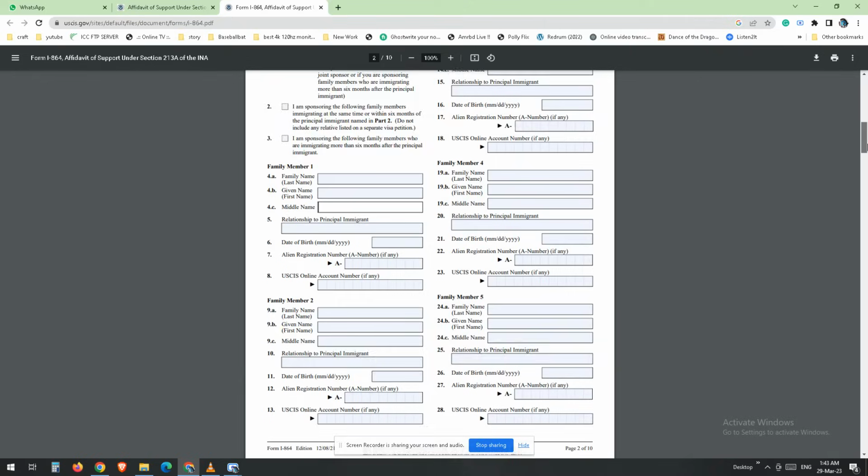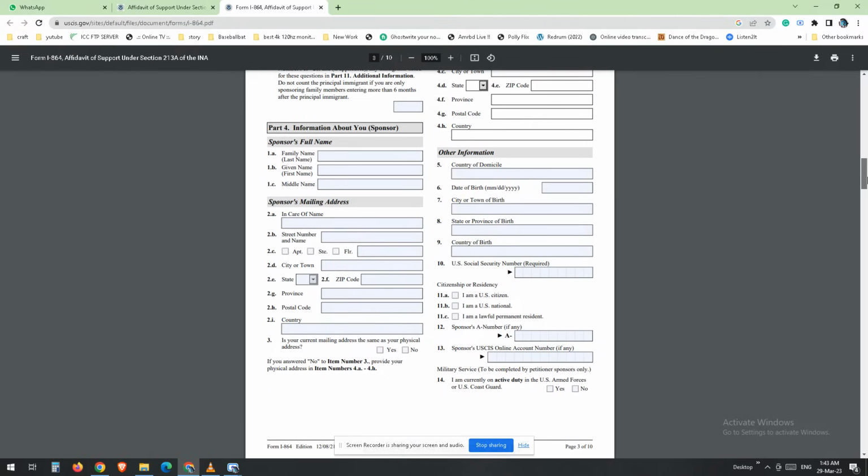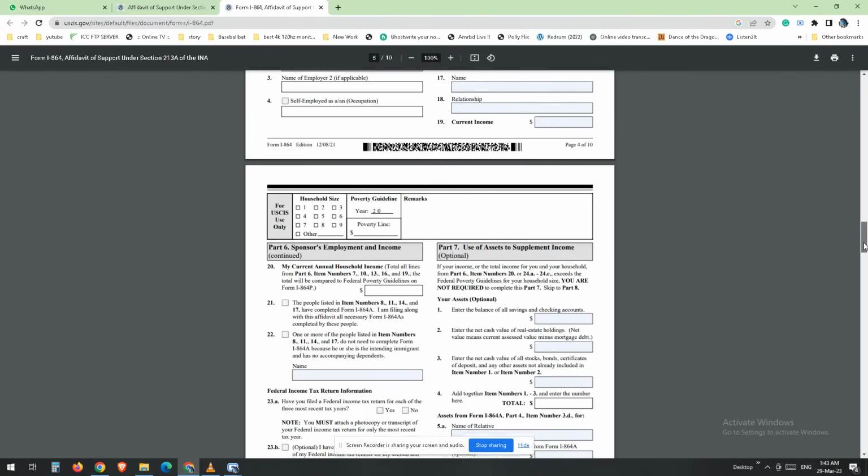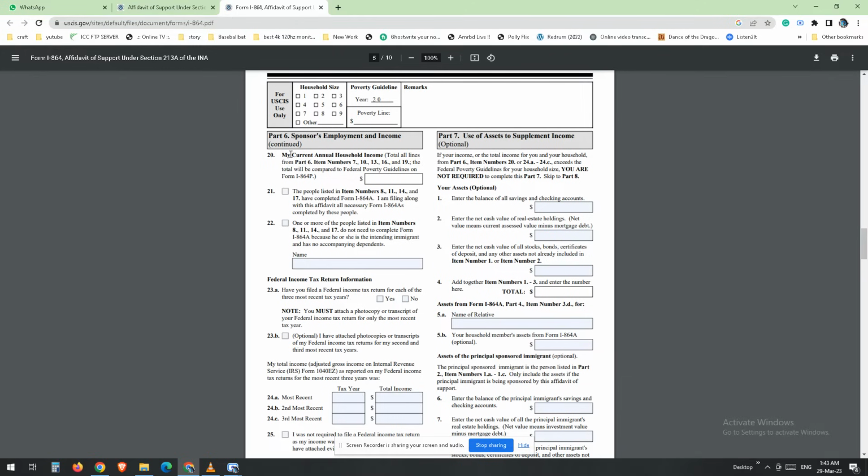Sign and notarize the form. The sponsor must sign and notarize the form, attesting to the accuracy of the information provided. Submit the form. The sponsor must submit the completed and notarized Form I-864, along with all supporting documentation, to the appropriate US's office or embassy.